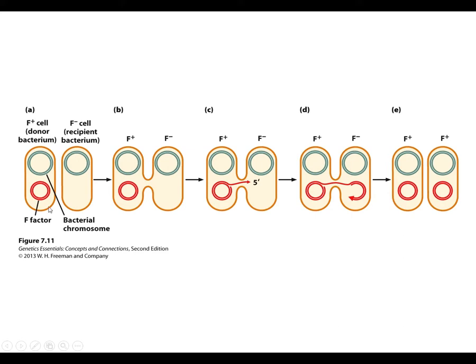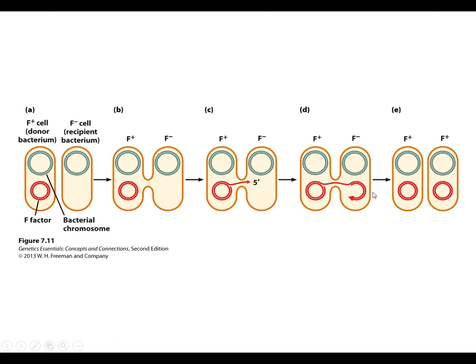You have the F factor in red. Here's the pilus shown here. Now, the cell that has the F factor is called F plus. A cell that doesn't have it is called F minus. So the F factor will be transferred to the recipient cell, but only one strand of the F factor is transferred. And as it's transferred, it's replicated at the same time, and you end up with two F plus cells as a result. So the pilus eventually will break, but typically it will stay intact long enough for the transfer to happen.